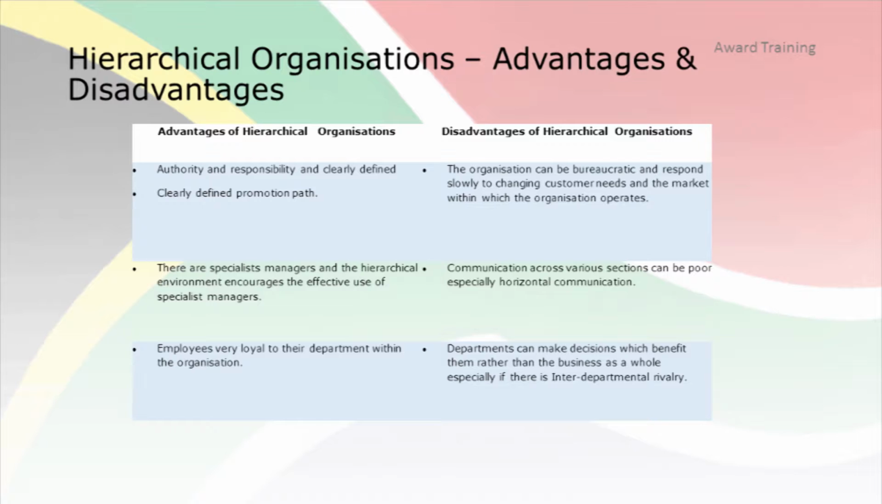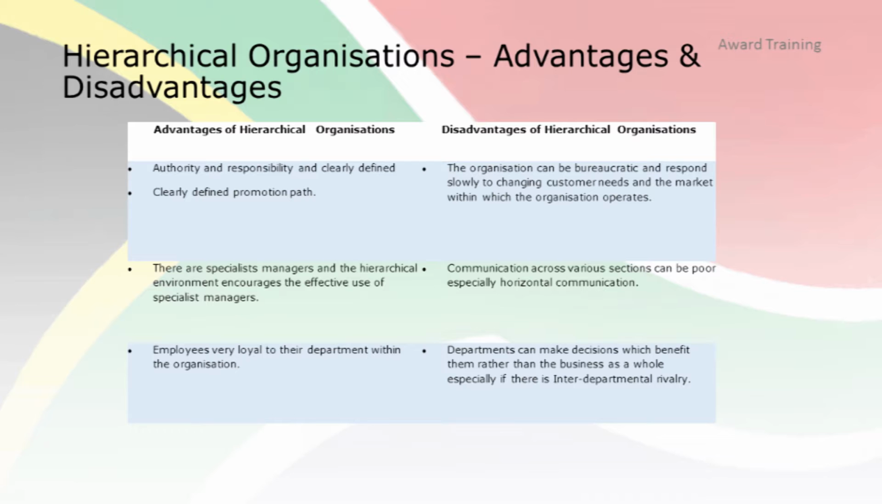So the advantages might be the authority and responsibilities are clearly defined by those at the top that make the decisions. If you're below somebody above you, there's a clear form of path for your career, so you'll know how to get to the top of the ladder or to get to the top of the organization. Typically, there are specialist managers, and people report to them for the decisions they make because they have understanding and knowledge about their topics. Also, employees are very loyal to their department within the organization.